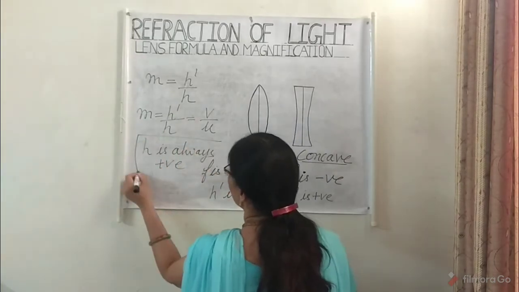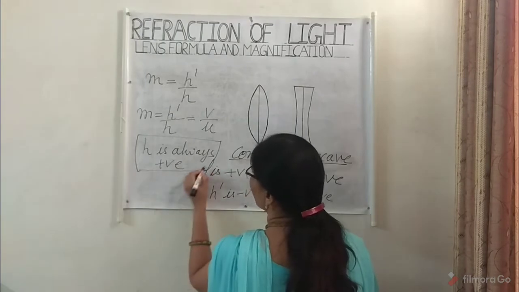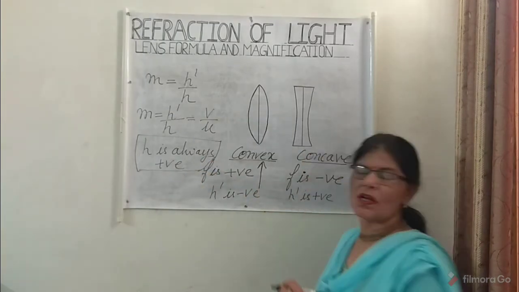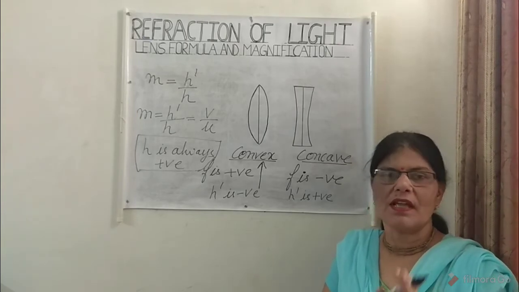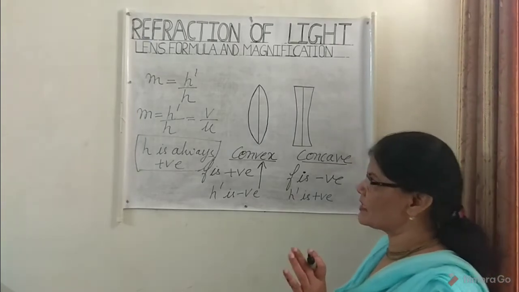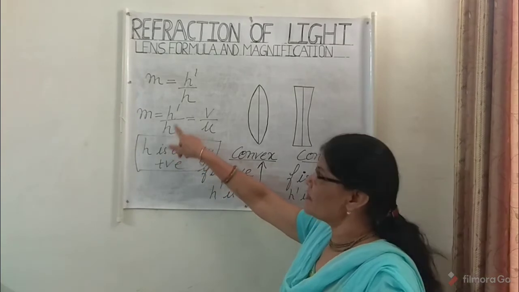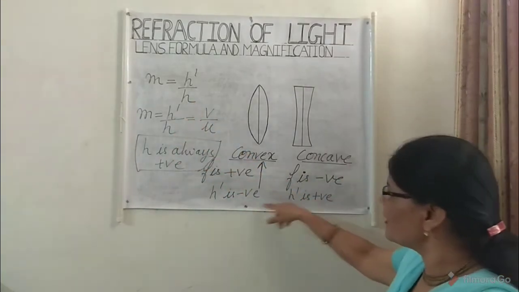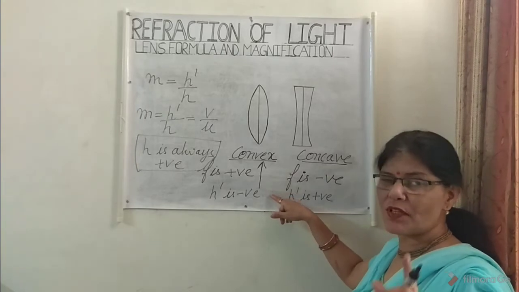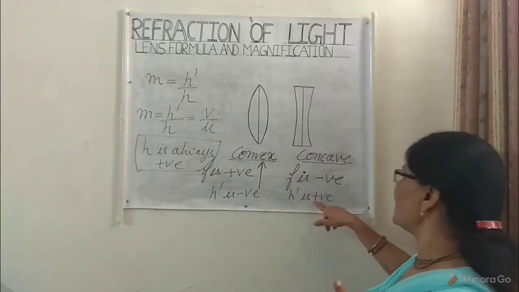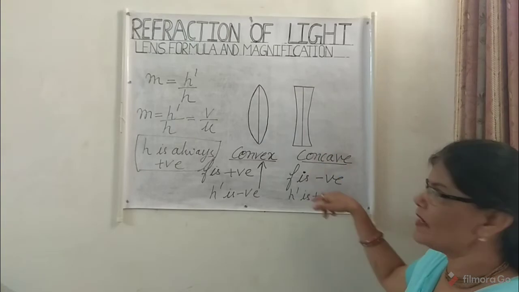H is always positive, just like our U is always negative. Same way, our H is always positive. H dash is negative in case of convex lenses for the first 5 cases except for the last case. And H dash is positive for concave lenses.